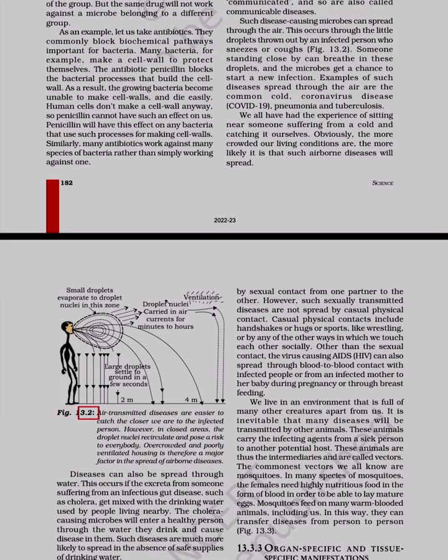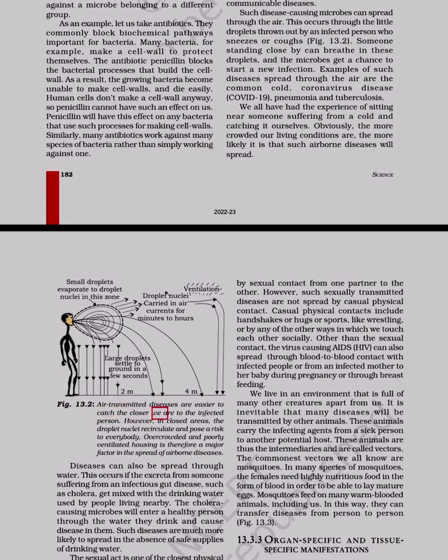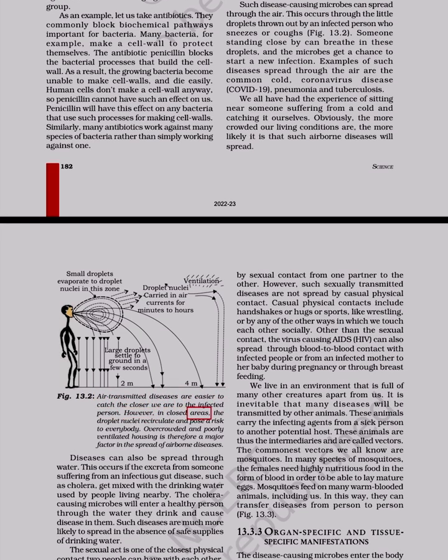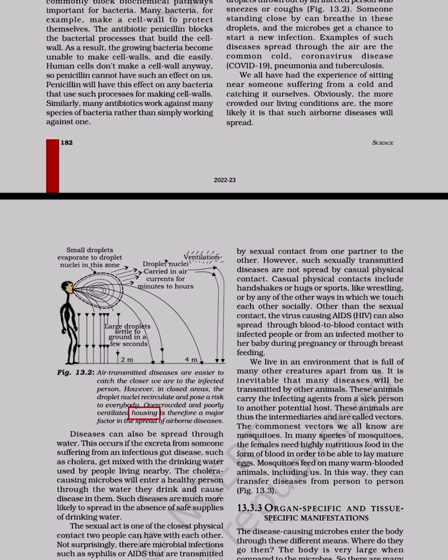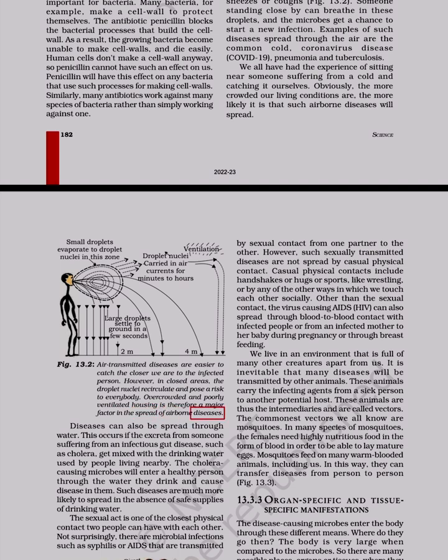Figure 13.2. Air-transmitted diseases are easier to catch the closer we are to the infected person. However, in closed areas, the droplet nuclei recirculate and pose a risk to everybody. Overcrowded and poorly ventilated housing is therefore a major factor in the spread of airborne diseases.